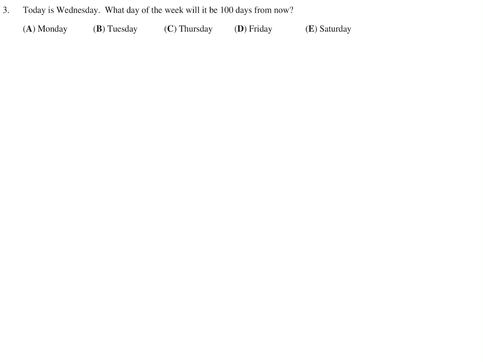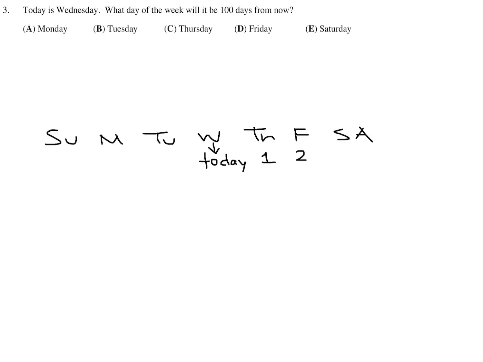Today is Wednesday. What day of the week will it be 100 days from now? So we'll draw a little calendar for ourselves and fill this in. Today is Wednesday, so tomorrow, one day from now, will be Thursday. Similarly, if you keep going like that, you will eventually get back to Wednesday and Thursday. Now, you don't need to, of course, write all this out, 1, 2, 3, 4, all the way to 100.